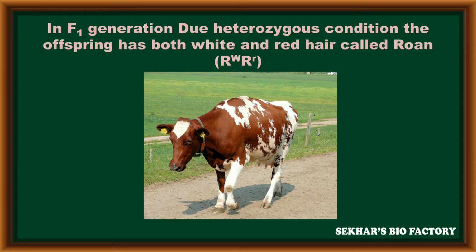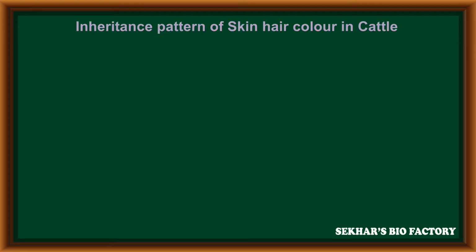By conducting a cross between these two, in the F1 generation, due to the heterozygous condition, the offspring has both white and red hair, called roans, with the genotype capital RW, capital R, small r alleles. The inheritance pattern of skin hair color in cattle: we conduct a cross between a cow with white color hair, denoted with capital RW, and a bull having red color hair because of capital R small r alleles.